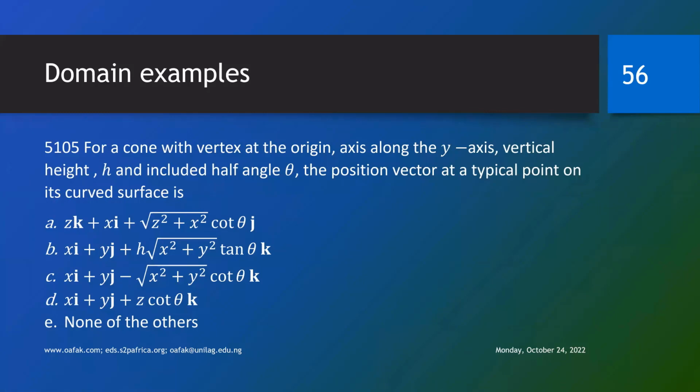I want to see whether it's something you understand how to do. So go up to the chat room and answer the question based on what we learned last week and today. We're looking at the position vector on the typical point on the curved surface of a cone. This cone has its axis on the x-axis and its vertex at the origin. I've seen two answers. I'm not making comments yet.